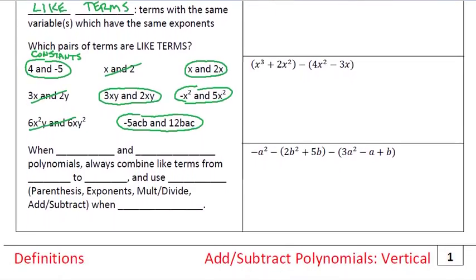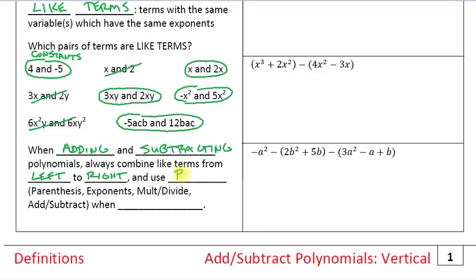A couple of notes to remind you of when adding and subtracting polynomials: always combine like terms from left to right. This is something you should have learned in your previous math classes. We always go left to right, just like we read from left to right.